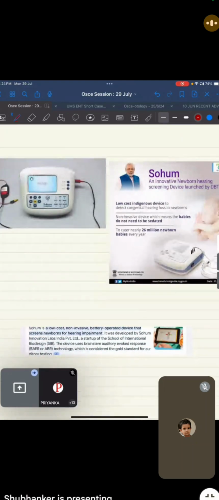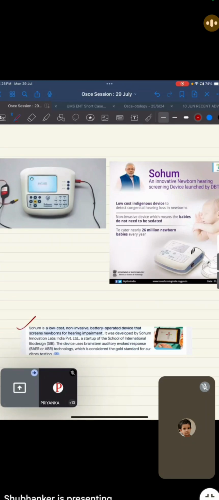Now again, one more thing. All hail Modi ji. This is some instrument. I was going through it. I was not aware that this is something like that. What is SOHM? There's something called SOHM, which is basically a low-cost, non-invasive, battery-operated device that screens newborns for hearing impairment. I'm out of the hospital setting for the last 5 years.